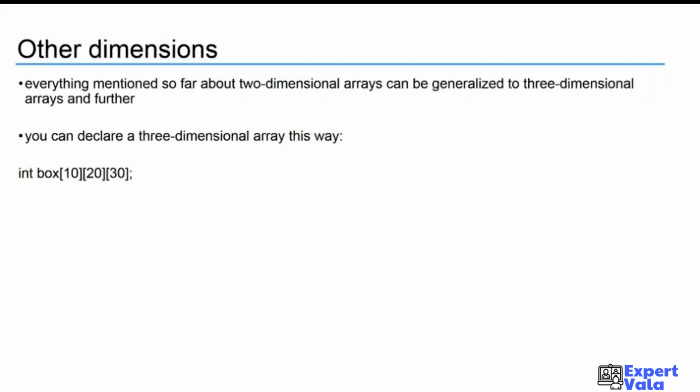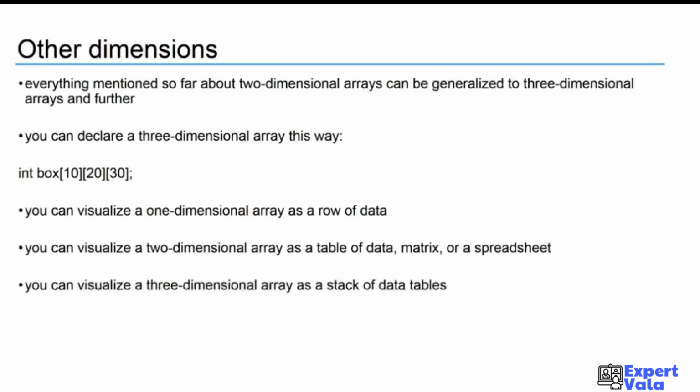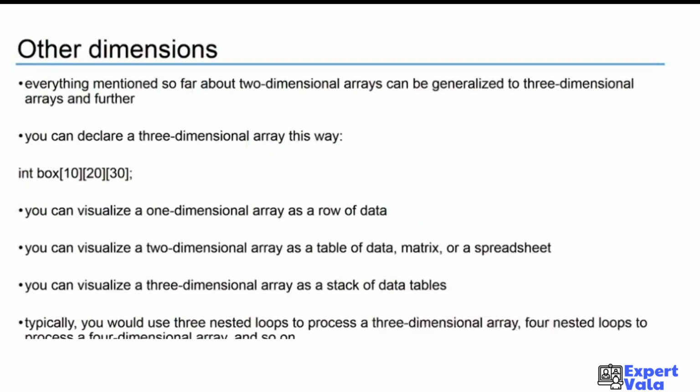As a summary, you can visualize a 1-dimensional array as a single row of data, a 2-dimensional array as a table, a matrix or spreadsheet. A 3-dimensional array you can visualize as a stack of data tables. If you needed that much data, it's going to be really hard to access it and probably confusing. And anybody maintaining the program with a 3-dimensional array is probably going to get lost trying to figure out what's going on.